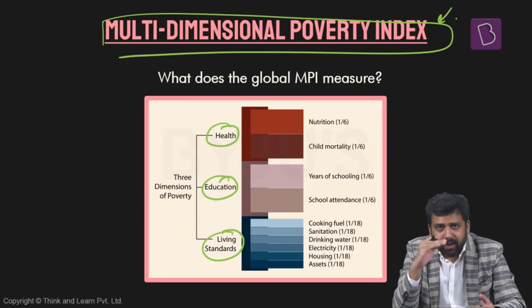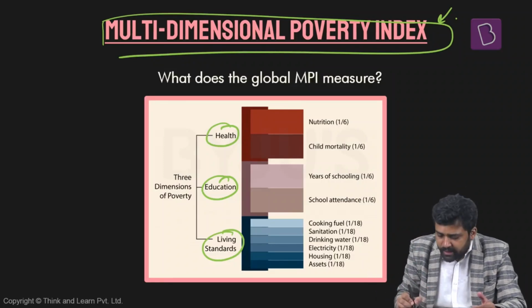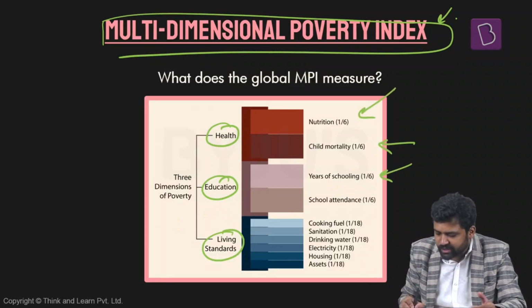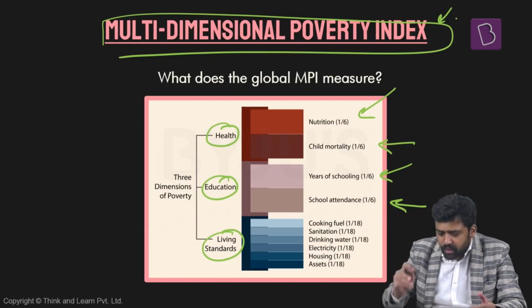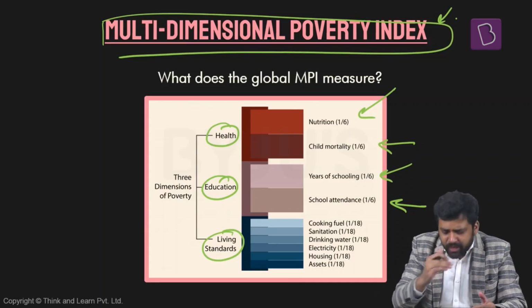For each of these dimensions, it's again divided into subcomponents, six in all. Under health, they have two components: nutrition and child mortality. Under education, they have two components: years of schooling and school attendance. Under living standards, they have six components: cooking fuel, sanitation, drinking water, electricity, housing, and assets. So what they're trying to find out is the deprivation along each of these lines.